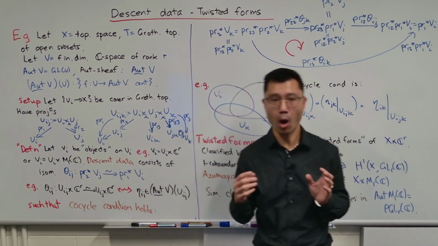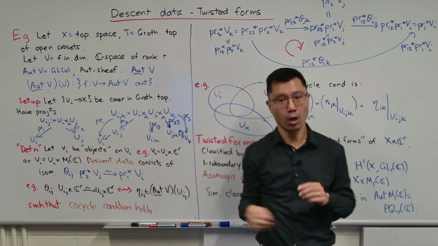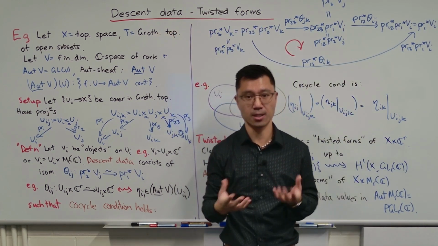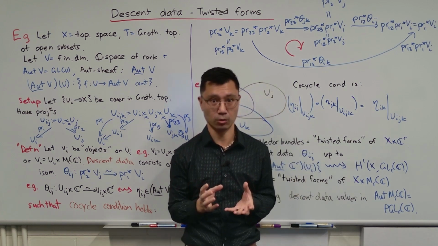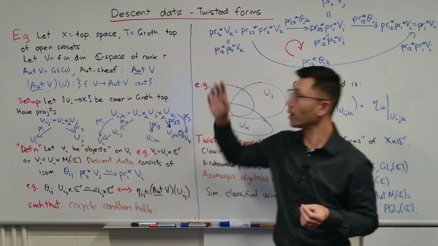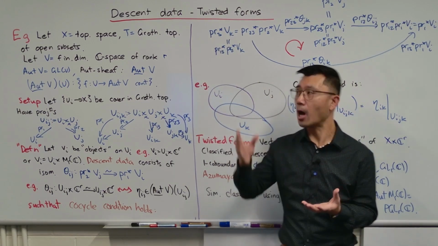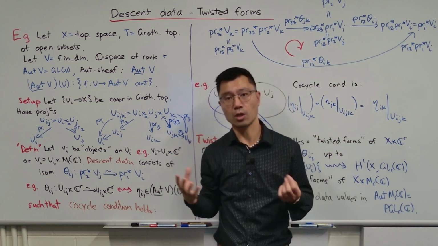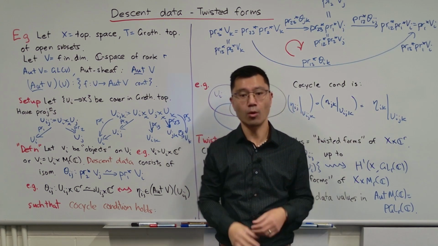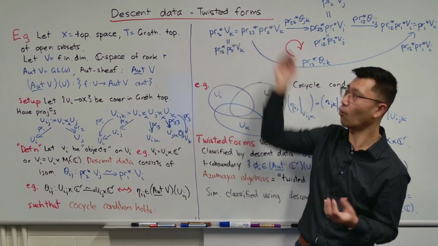In this video, I want to talk to you about this notion of descent data, which vastly generalizes the notion of transition functions that you see to construct vector bundles. And in so doing, not only do we generalize this notion of transition functions to the setting of Grothendieck topologies, but we can also construct other more interesting objects known generally as twisted forms.